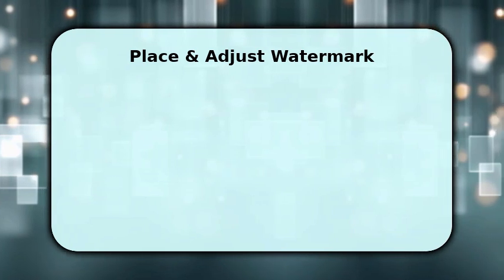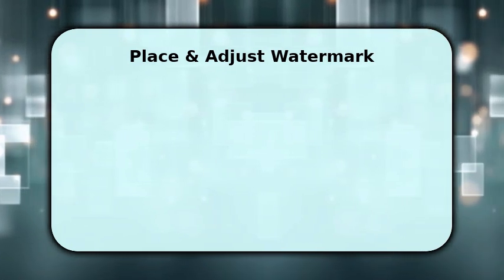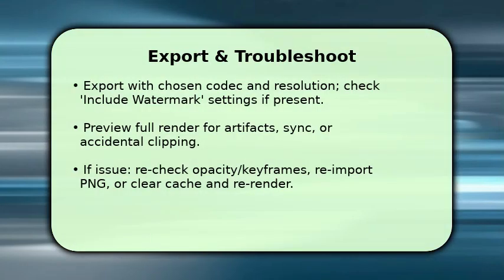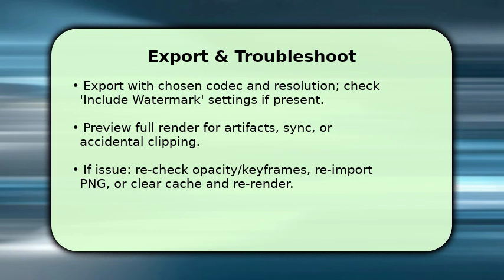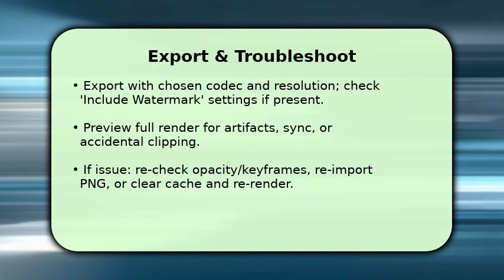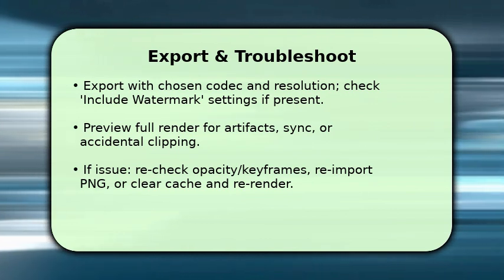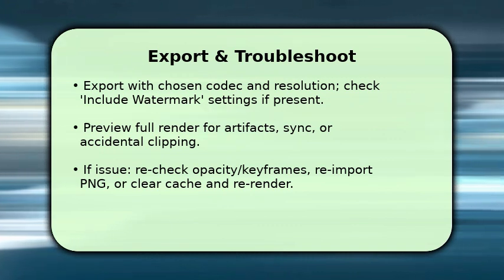Finish by exporting and validating the file so viewers get the intended result. Choose your codec and resolution, confirm layer visibility, and use a short test export to inspect for pixelation, sync problems, or accidental cropping. If the watermark looks wrong, make adjustments. Refine keyframes, correct opacity, or replace the PNG with a fresh export. If edits still fail, clear app cache or restart the project. These steps often resolve display glitches.